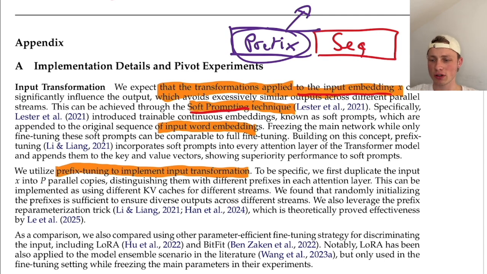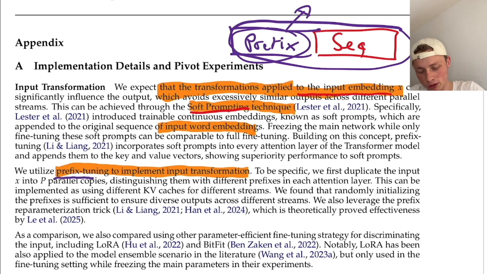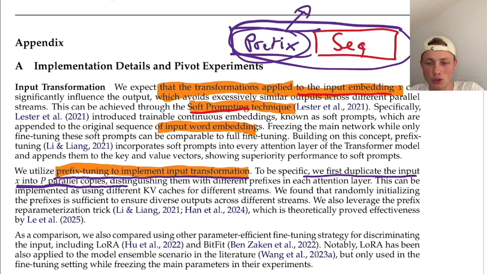They are using a different technique, and I think it's maybe a little bit confusing given the figure we looked at in the beginning, because they used a visualization like this. But the authors are saying here: we utilize prefix tuning to implement input transformations. To be specific, we first duplicate the input x into p parallel copies, distinguishing them with different prefixes in each attention layer. But then the prefix is not managed in the same way as a sequence token, because we are only adding the prefix into the specific attention layer.